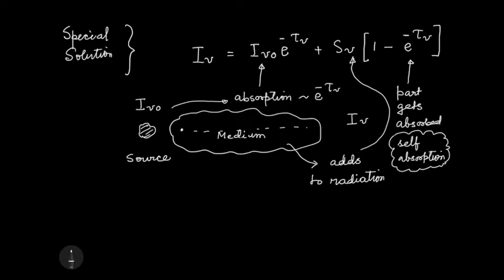Okay, so that is what is happening. You have a background source with intensity I nu 0. As that light is coming through the medium, part of it is getting absorbed by the medium. So I get the first term, I nu 0 e to the minus tau. Then the medium adds a little bit of radiation to it, so that is S nu. That's why it's called a source function. And then part of that radiation which the medium itself adds gets absorbed. So that's this self-absorption. That's the third term.